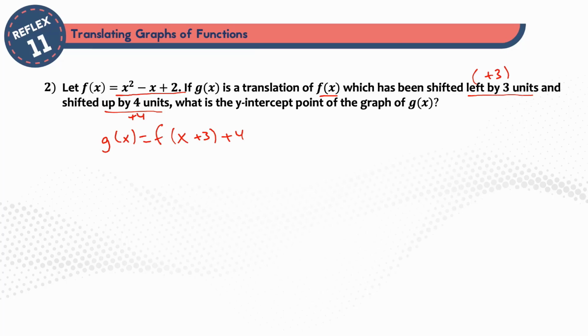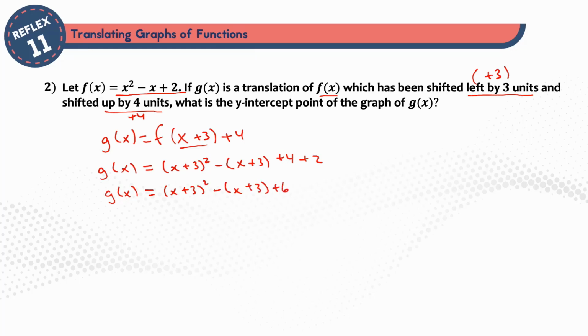So now we're going to substitute this into my x value of my function, and then let's evaluate. So g of x is going to equal (x plus 3) squared minus (x plus 3) plus 4, and then plus 2 at the very end. Okay, so now I'm just going to simplify this a little bit. So we have g of x is equal to (x plus 3) squared minus (x plus 3) plus 6. Okay, so now when we're looking for my y-intercept, that's when x is equal to 0.